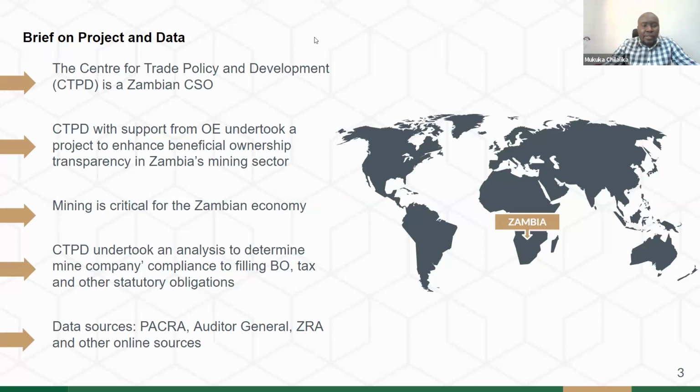So in terms of data sources, we used data from PACRA, the Auditor General. So PACRA is the Patents and Companies Registration Agency, which is the agency responsible for registering companies, as well as maintaining a register of beneficial owners. So we also used data on taxes from the Zambia Revenue Authority, as well as other online data sources.